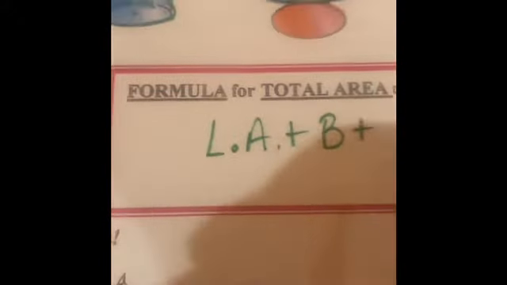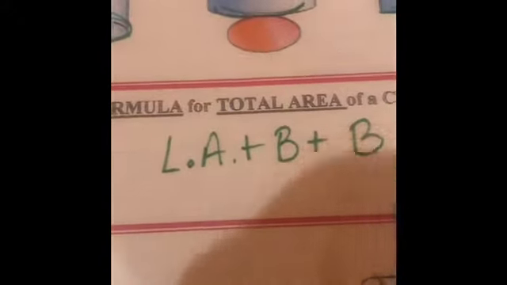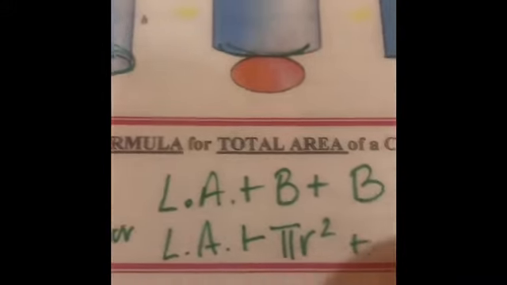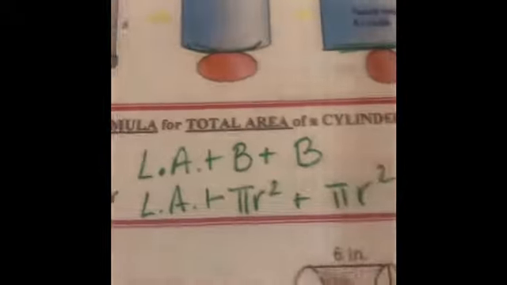Then when we have total area, we're going to take our lateral area and add the area of the base 2 times. People always ask, how do you find the area of the base? What's the shape of the base of a cylinder? You're right, it's a circle. So pi r squared is the area of the base, and we're going to add that 2 times. So we'll do 2 examples here, one exact, one approximate.